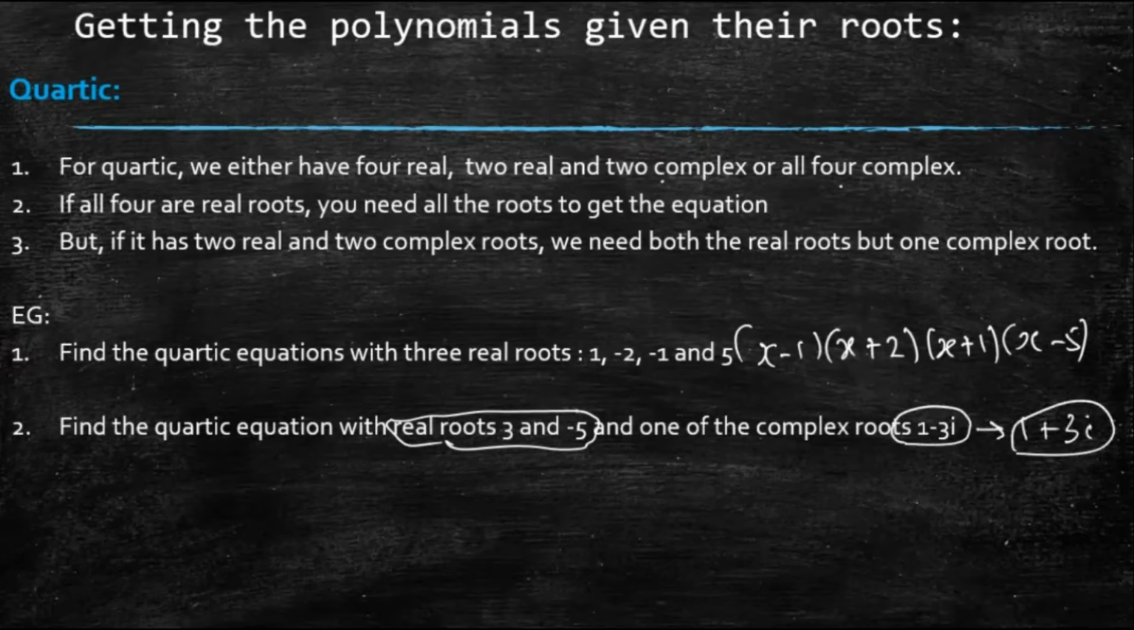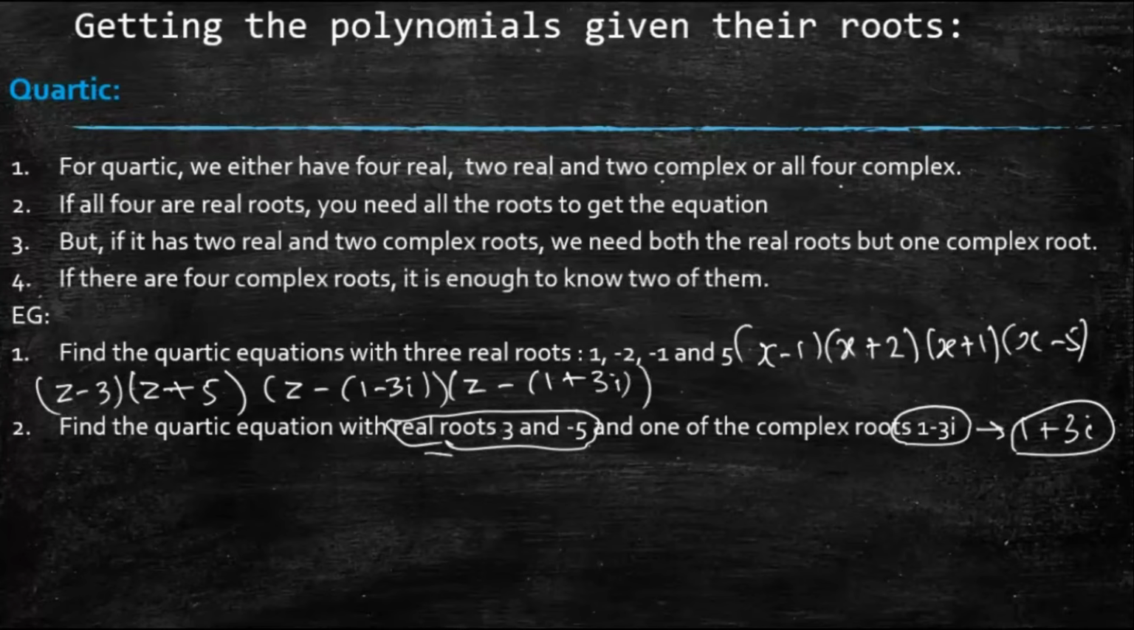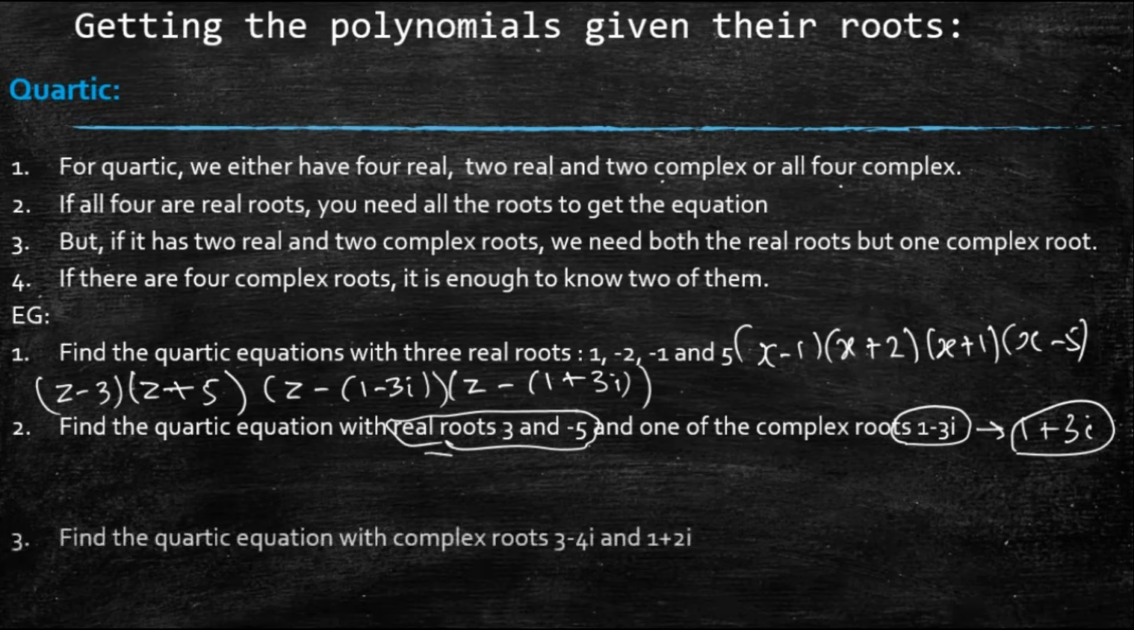Now you have four roots, and you can use this technique as z minus 3 times z plus 5 in this case, and the complex pair can be simplified to a quadratic, and the real factors can be simplified together as another quadratic. Then you need to multiply both the quadratics together to get the quartic. Okay, when all four are complex roots, again it's enough if you know two of them, like this will give you the second, 3 plus 4i, the conjugate of this, and the conjugate of this.